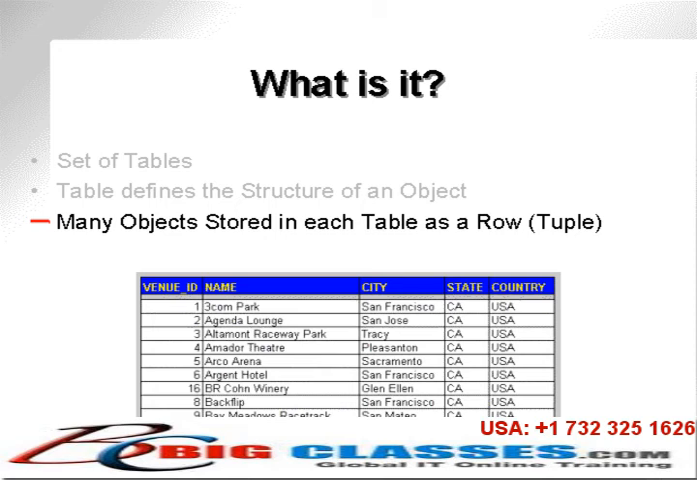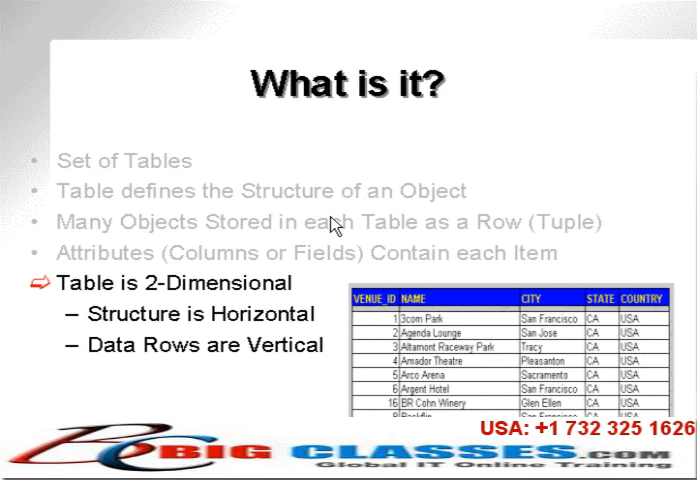These are 10 venues in the Northern California area. So we've seen that the table is two-dimensional in structure. The structure of each row is declared horizontally, and the data rows are inserted into that structure and duplicated vertically.